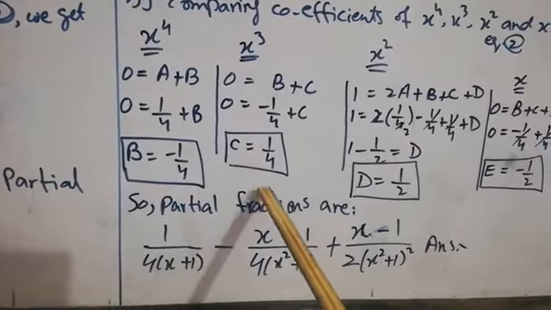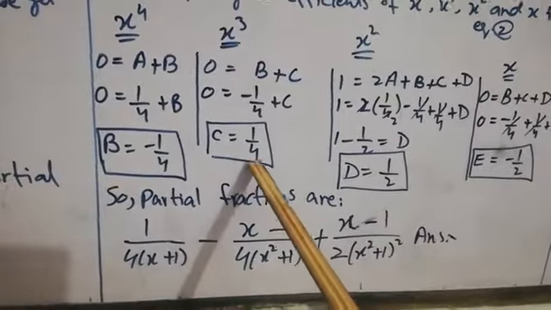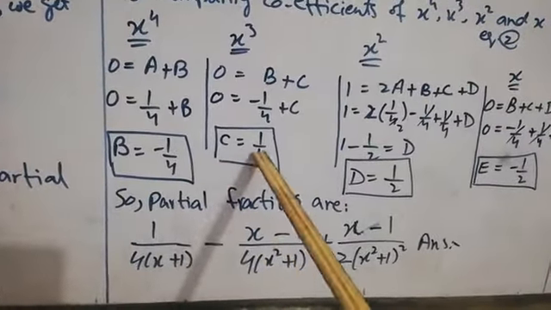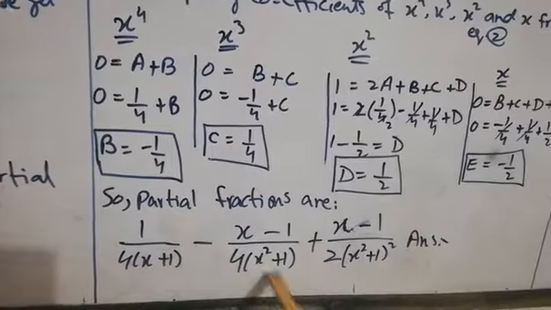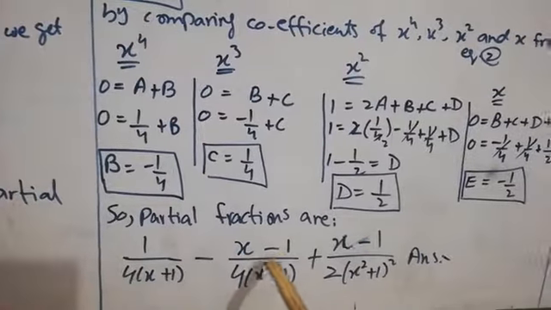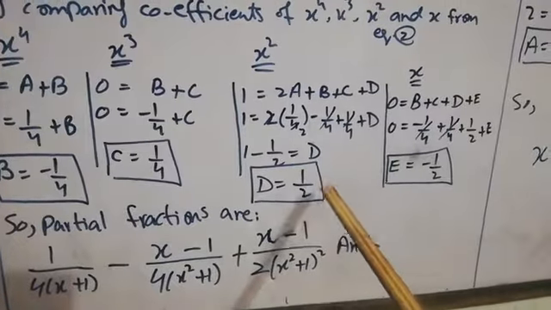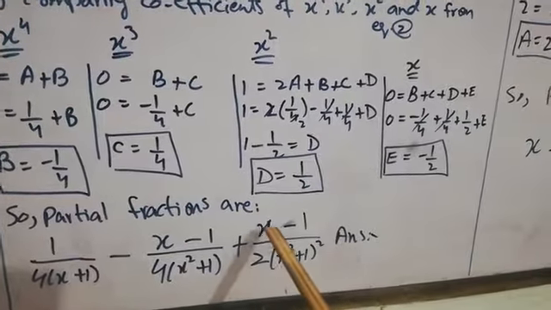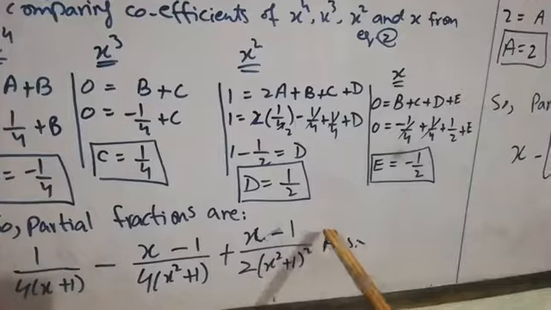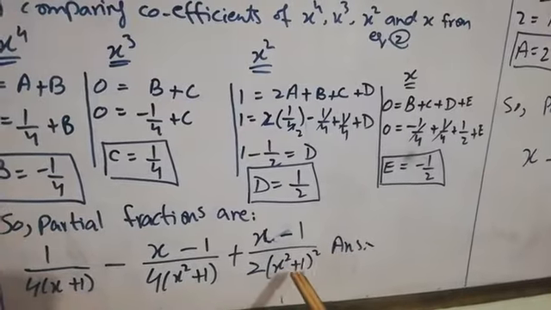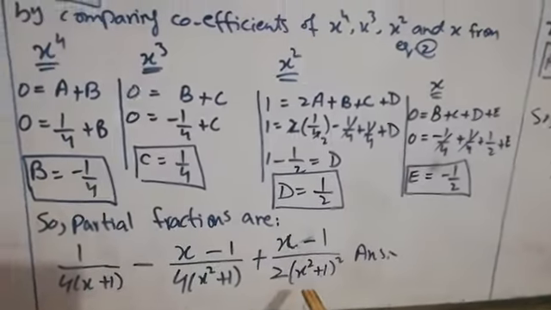which will be equal to 1 plus 1 by 4. We will take the denominator 4 as common, and then write x minus 1 by 4 into x square plus 1. Now put the values of D and E, whose denominator is 2, so put 1 minus x minus 1 by 2 into x square plus 1 whole square. This is the required answer.